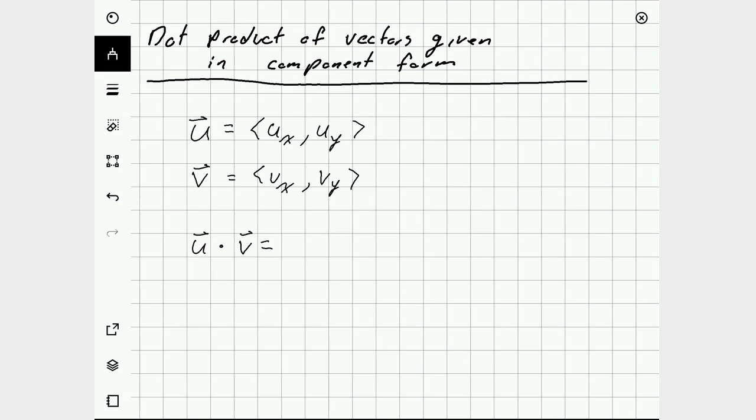When you take a dot product, the result is a real number, not a vector. The dot product gives a real number value, not a vector. And we calculate it by multiplying component by component. We will multiply our x components together, ux times vx. We will multiply our y components together, uy times vy, and then we will add the results.